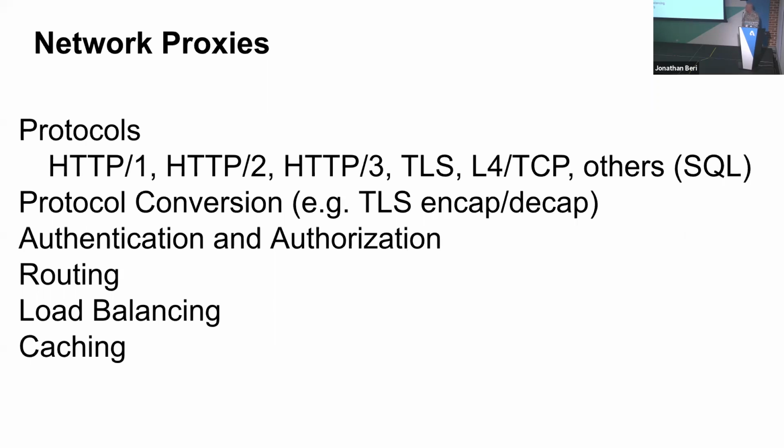A network proxy is basically just a protocol engine. It sits in between a client and some backends, and it handles protocols like HTTP 1, 2, 3, TLS, and any L4 stuff like TCP or QUIC, and it does things for you. So it'll do things like authentication and authorization, routing, load balancing, caching, things like that.